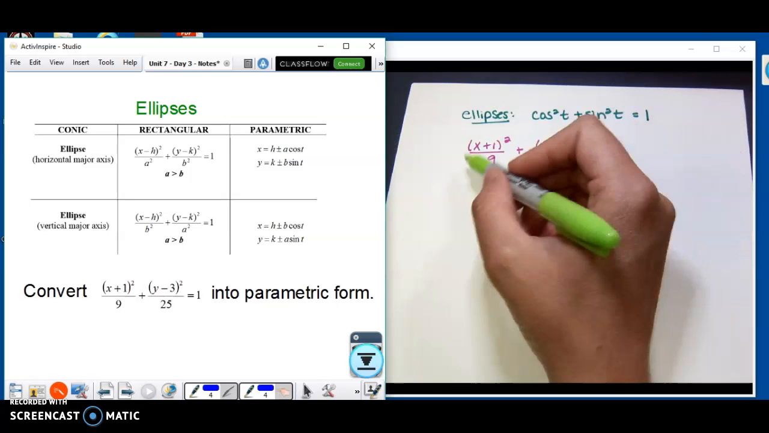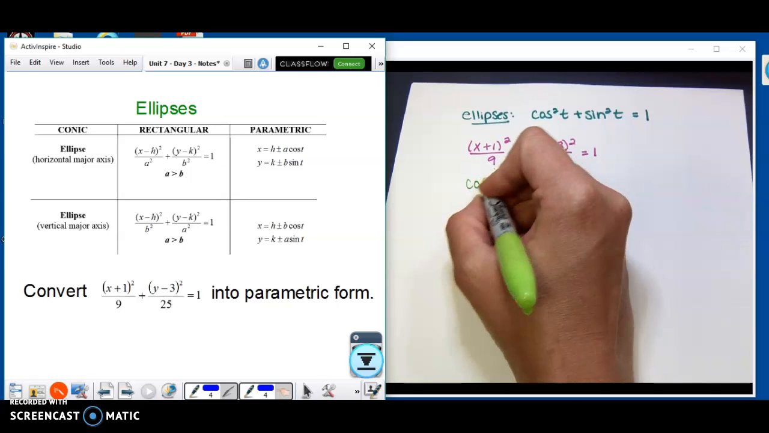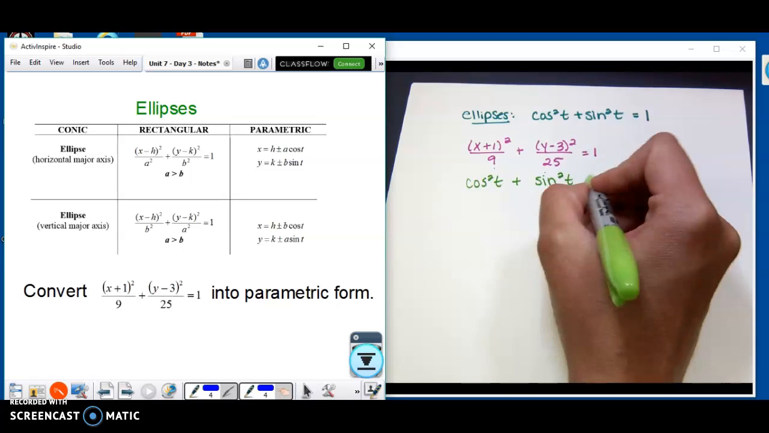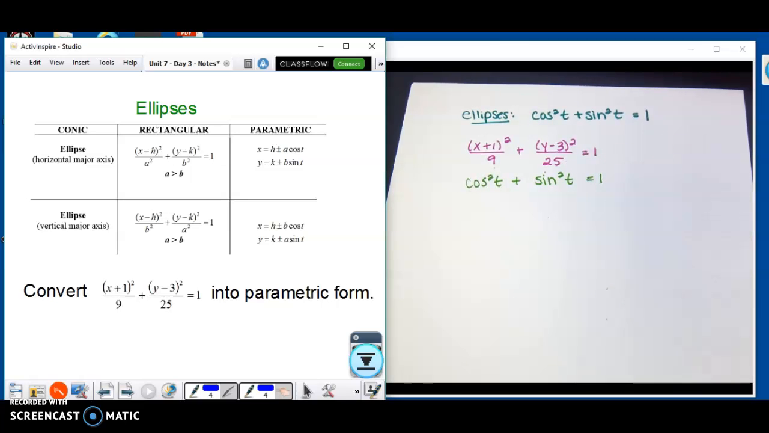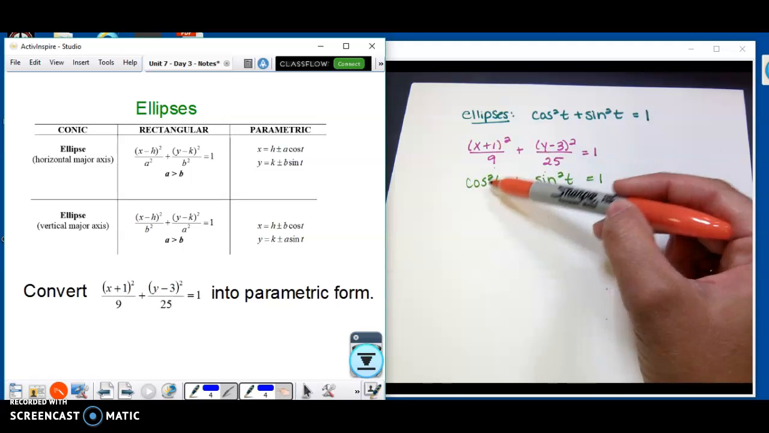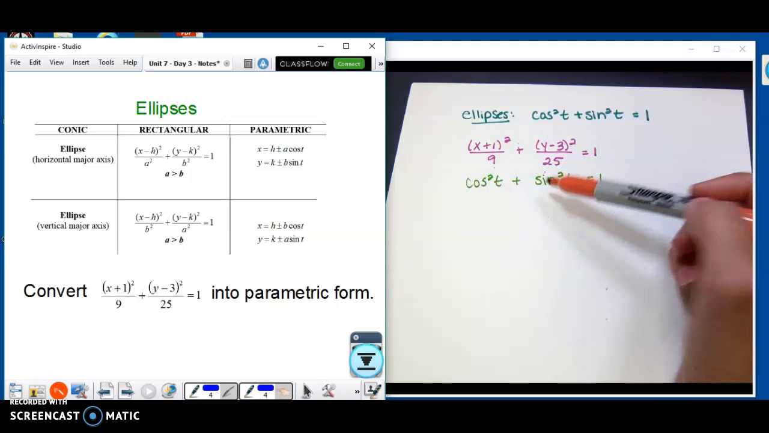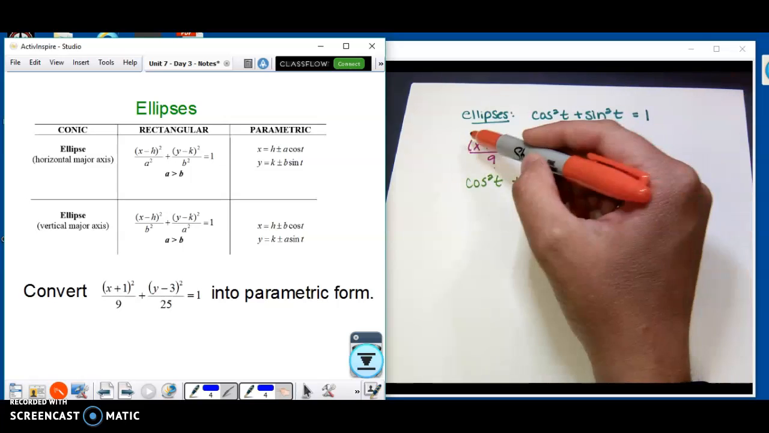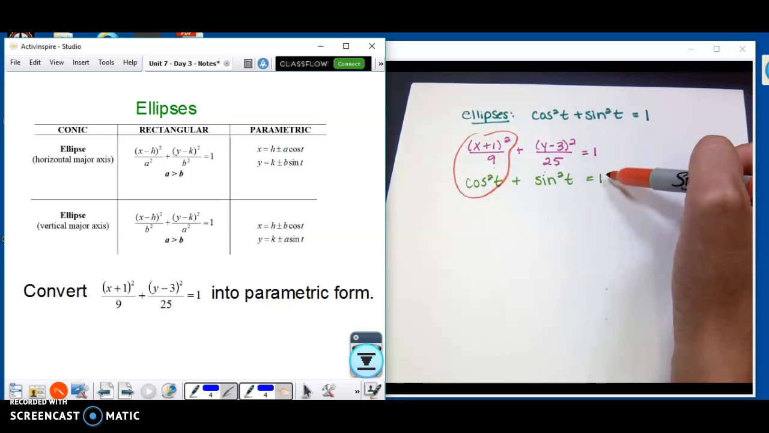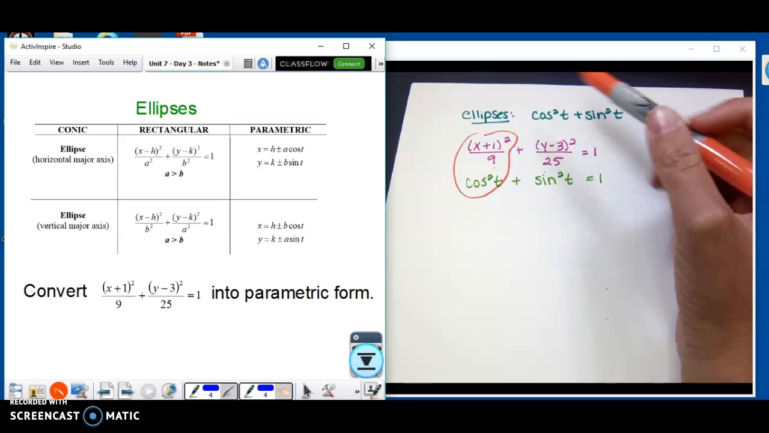Because this is an ellipse, we're going to be using cosine squared t plus sine squared t equals 1. I'm going to write it directly underneath so I can compare. Things to look out for, the x's do have to go with cosine and y has to go with sine, okay? So make sure you set it up that way. If you take a look here, it was already equal to 1, so you didn't have to do that step where you divided like we did on circles.